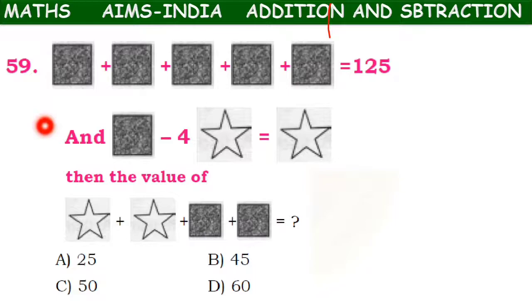Starting with the first question for today, which is question number 59. 5 squares is equal to 125. Square minus 4 star is equal to star. Now find the value of star plus square plus square.